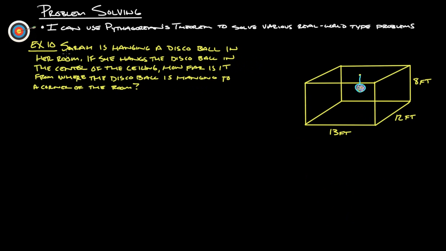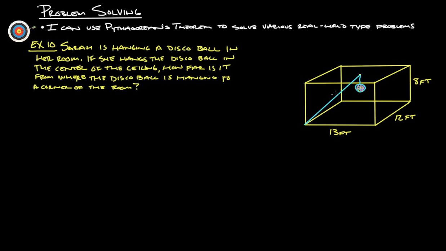So Sarah is hanging a disco ball in her room. If she hangs the disco ball in the center of the ceiling, how far is it from where the disco ball is hanging to the corner of the room? Since this is a perfectly rectangular prism here, it doesn't matter which corner we measure to, they're all going to be the same.